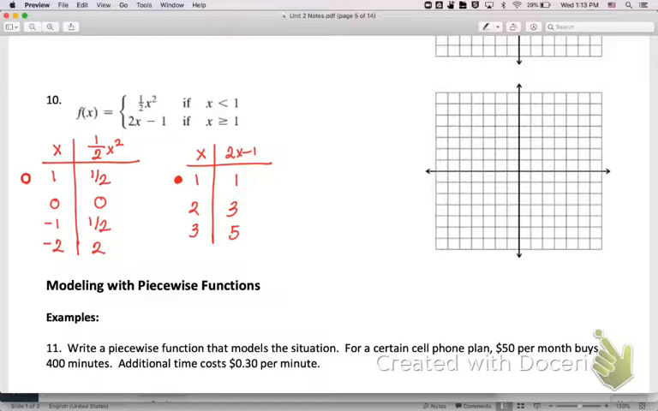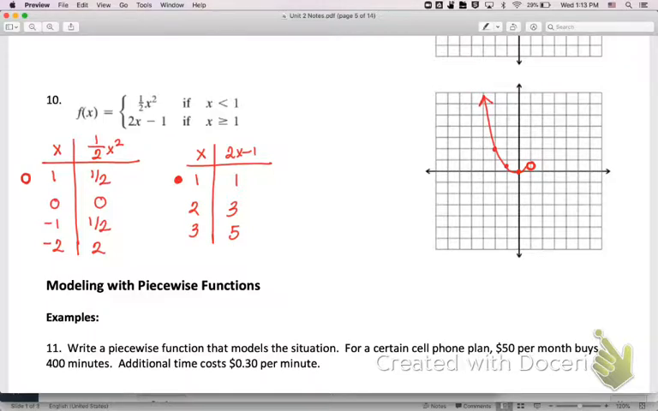Now let's go to our graph and see what it looks like. So at the point (1, 1/2), I need to have an open circle. Then it goes to (0, 0). Then it goes to (-1, 1/2). And then it goes to (-2, 2). And so it's doing kind of what we expect a parabola to do. We're going down towards the vertex and then back up. So this piece looks like a piece of a parabola.